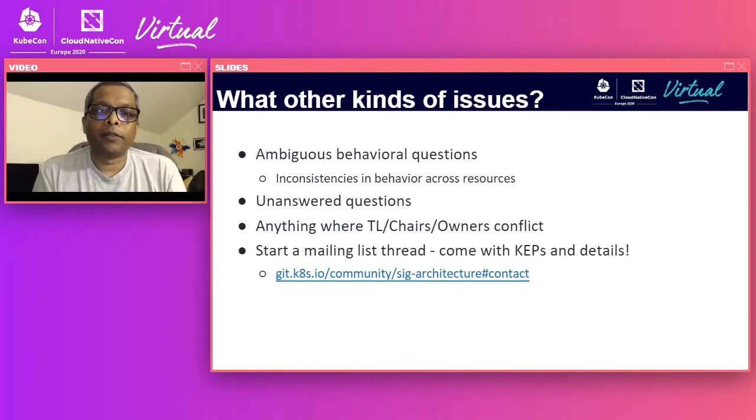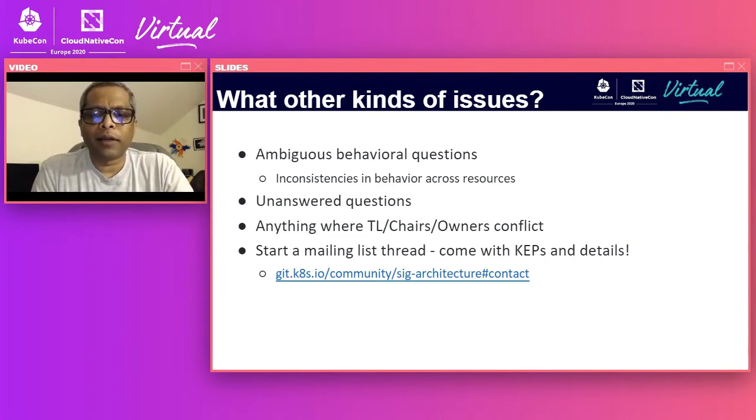So what other kinds of issues are there? It's mostly about the fact that there are so many resources in Kubernetes, and different people write different pieces of code. So how do we make sure that the behavior is the same and things like that? There are always pitfalls in the process, and SIG Architecture helps smoothen out or paper over things.